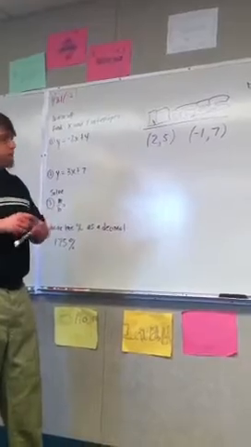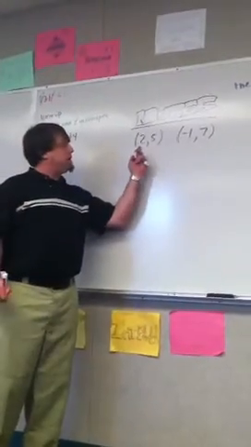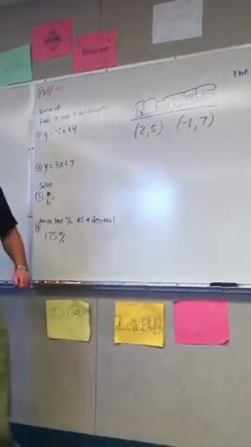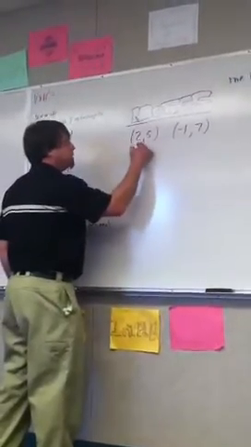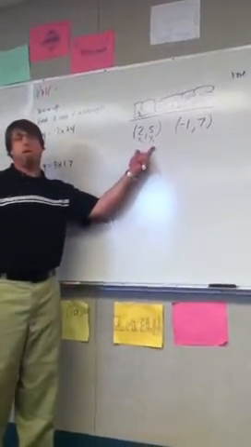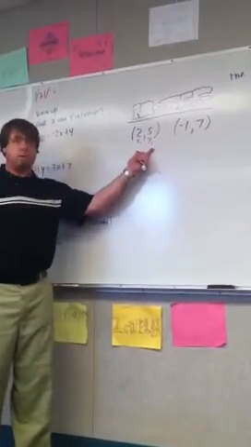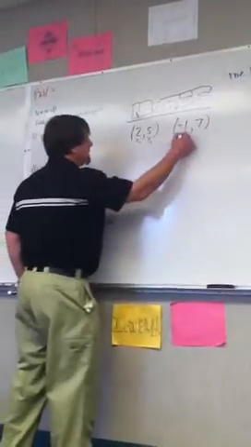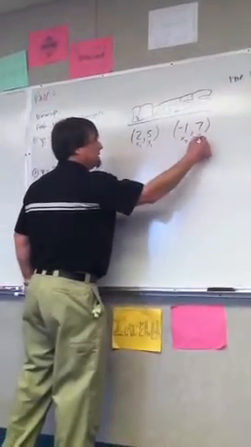So here's what I'm going to do. Which number is x and which is y? X is the first one. X is always the first one. So I'm going to label this as x1, y1. What I'm saying is this is a set of points x, y, and this is the first set of points. And then I'm going to label this as x2 and y2.